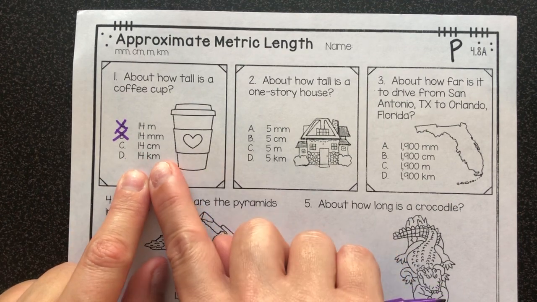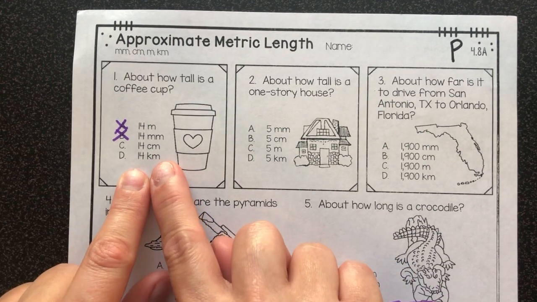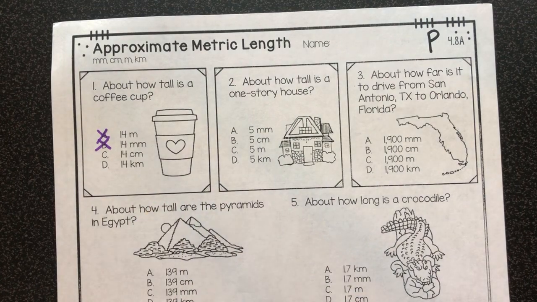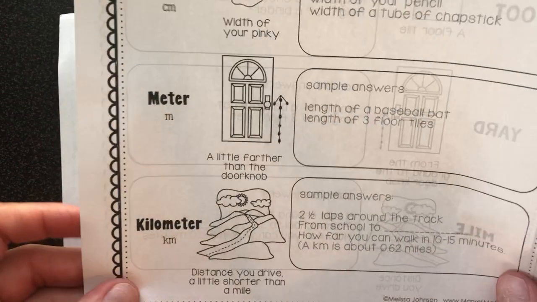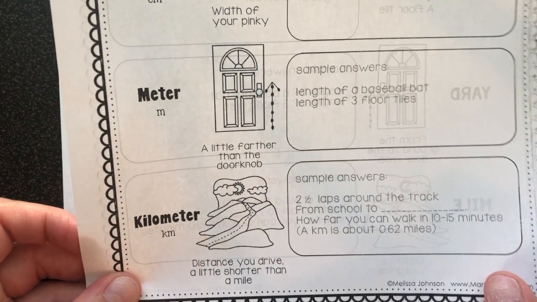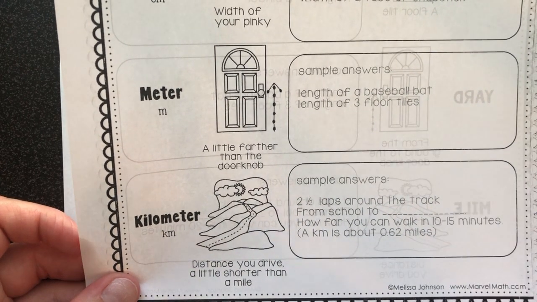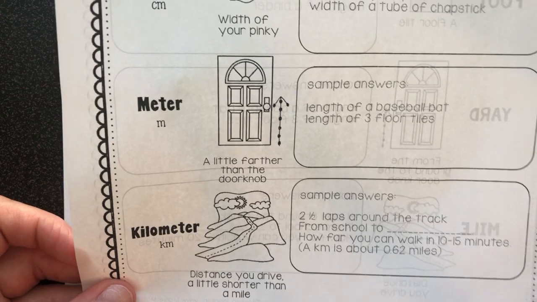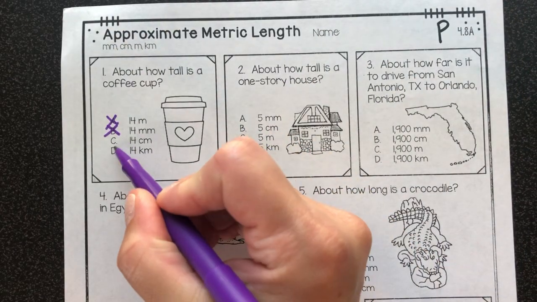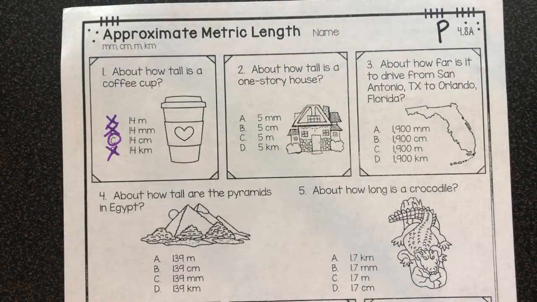So I'm going to look at the last answer and see if it makes sense. D says 14 kilometers. Remember, kilometers measure distance in metric units like miles measure distance in customary units. So that's going to be way too much. So our best answer is going to be C.